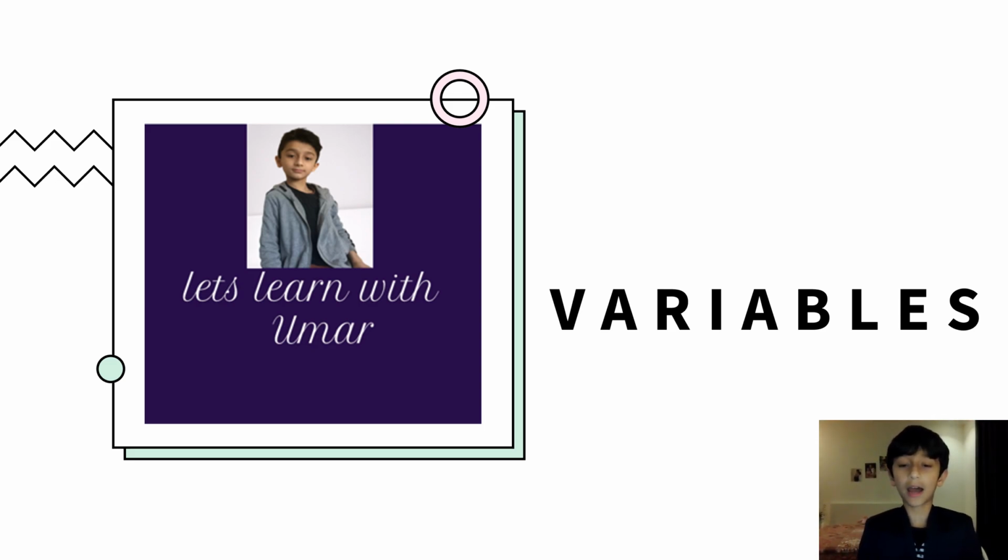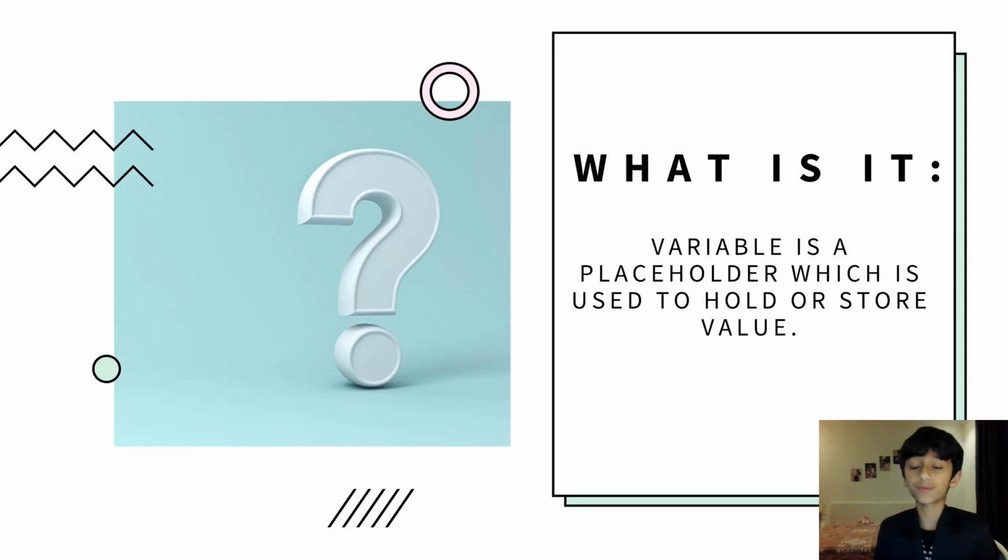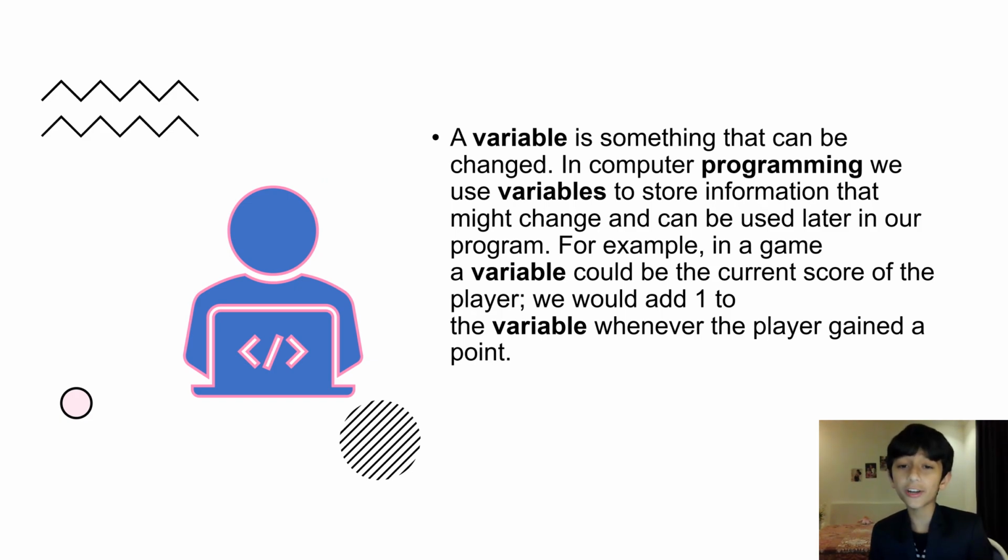Today, our topic is variables. What are variables? A variable is a placeholder which is used to hold or store a value. A variable is something that can be changed. In computer programming, we use variables to store information that might change and can be used later in a program.